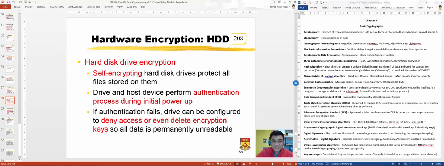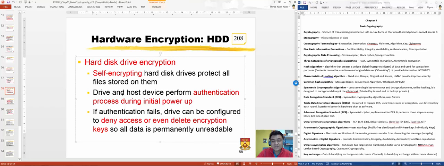Okay, hard disk encryption, sometimes we call it self-encryption of hard disk drives, which protects the files stored on them. Some hard drives come with hardware encryption. That means you can set the password or encryption key in the hard disk. Once somebody else takes the hard disk, if he or she doesn't know the key or password, they cannot read the information, because this is protection through hardware.